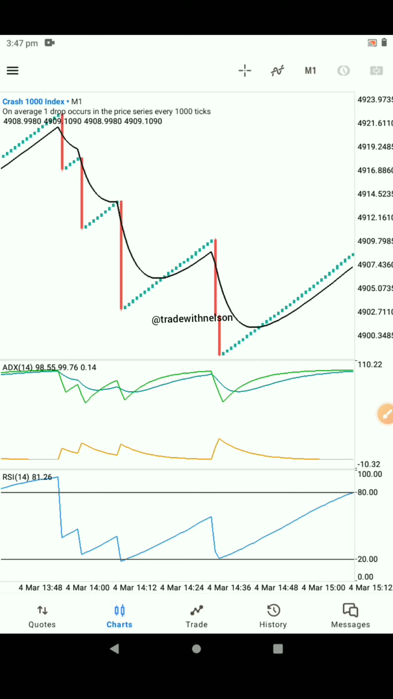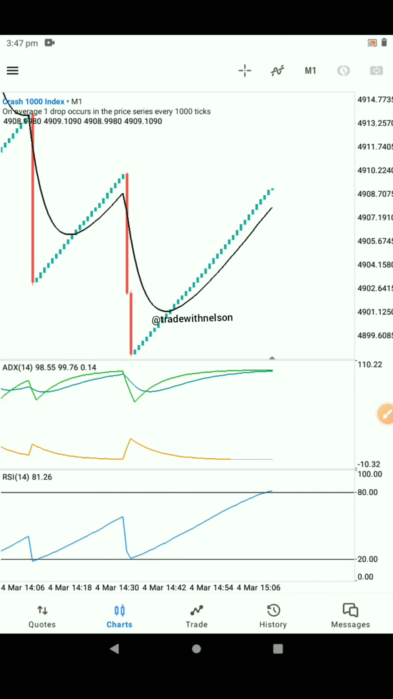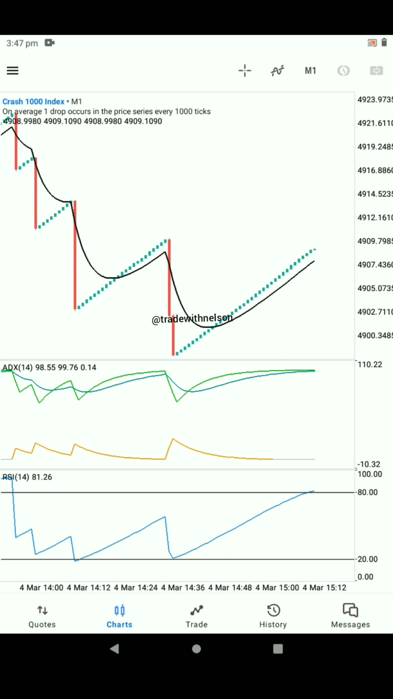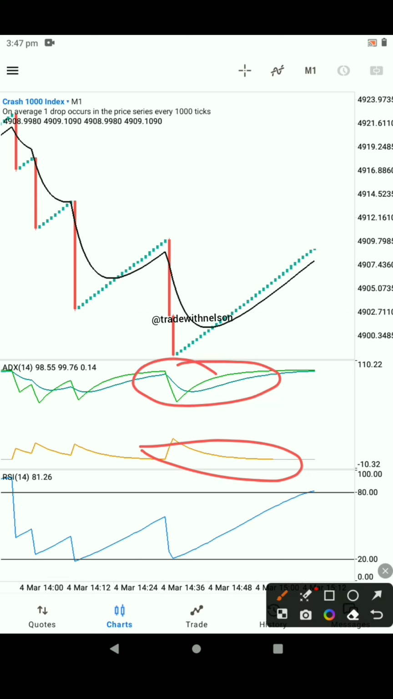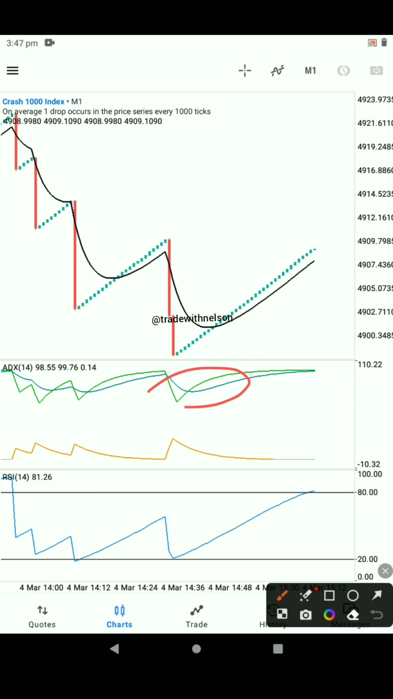Crash. So this is the crash 1000 market. So as you can see, the recent market that is happening over here is also our setup. So in the crash market, we focus more on the 20 level because this is the oversold level and we want to buy to the upside. Here we focus our attention on the cross of the 2 ADX. You are not looking down over here, we are focusing on the upper side. So for the bull market, this upper side; for the crash market, this upper side.